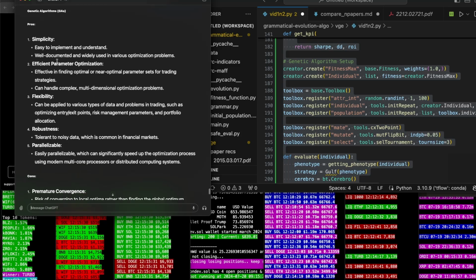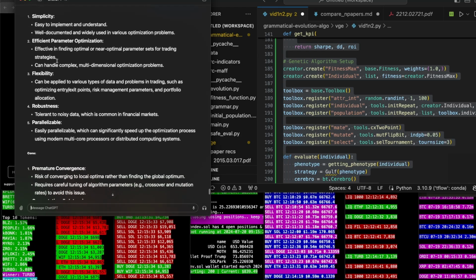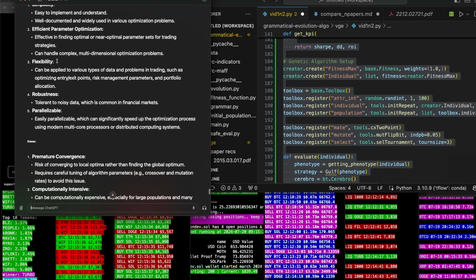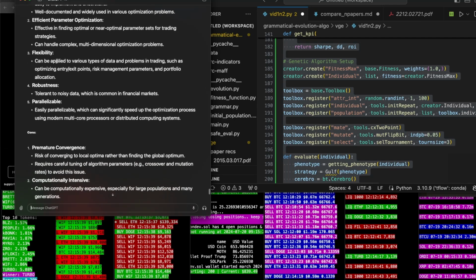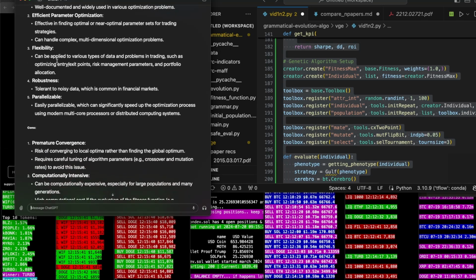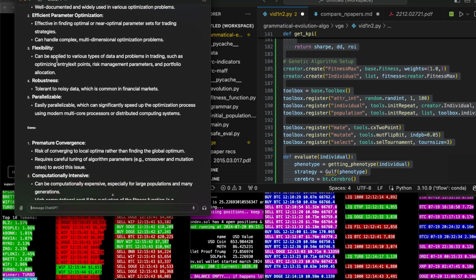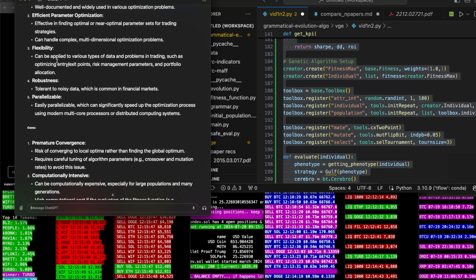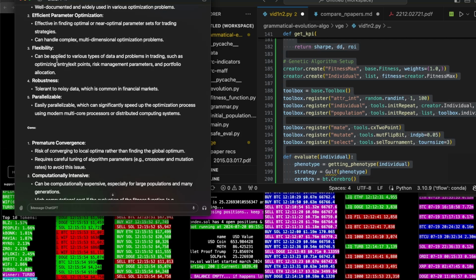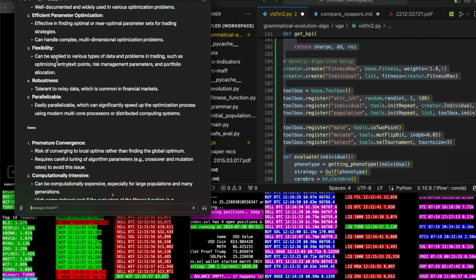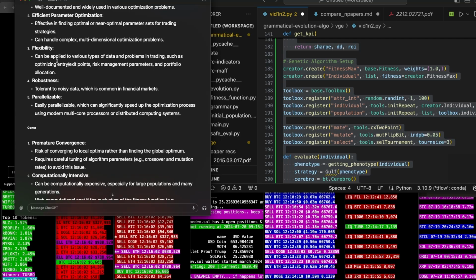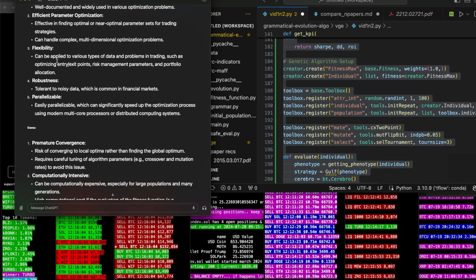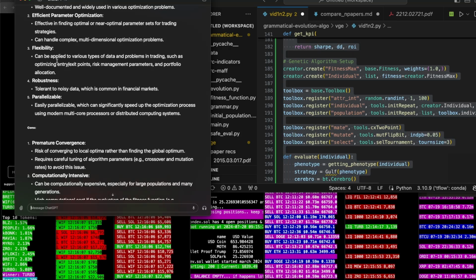Easy to implement and understand, well documented and widely used in various optimization problems. Efficient parameter optimization, effective in finding optimal or near optimal parameter sets for trading strategies. Can handle complex multi-dimensional optimization problems. Flexibility: can be applied to various types of data and problems in trading, such as optimizing entry and exits, risk management parameters, and portfolio allocation. Robustness: tolerant to noisy data, which is common in financial markets.